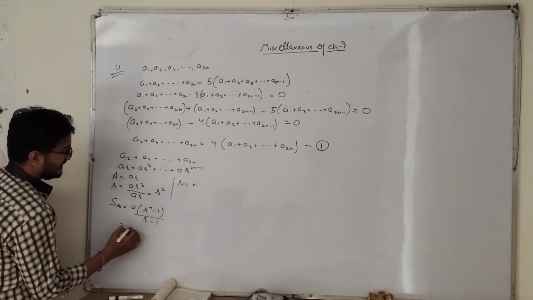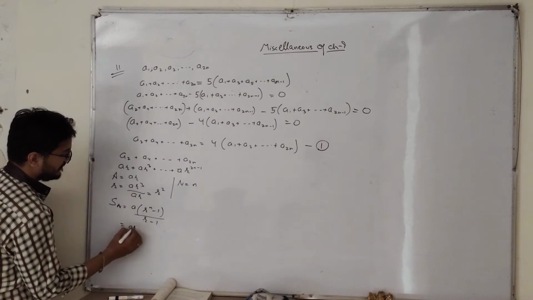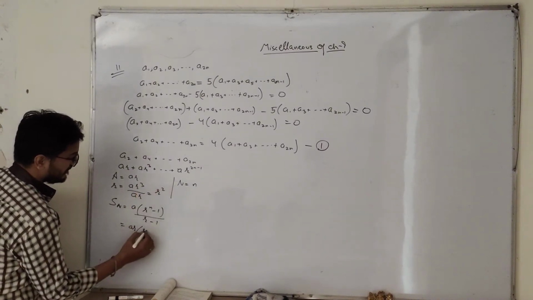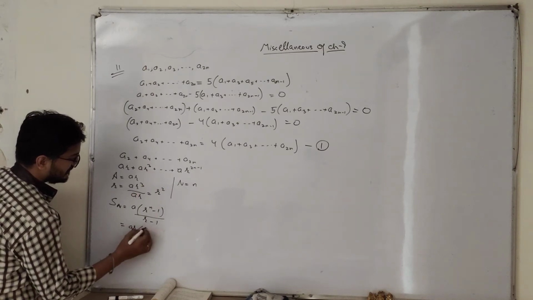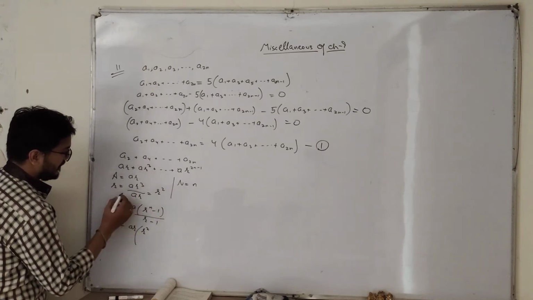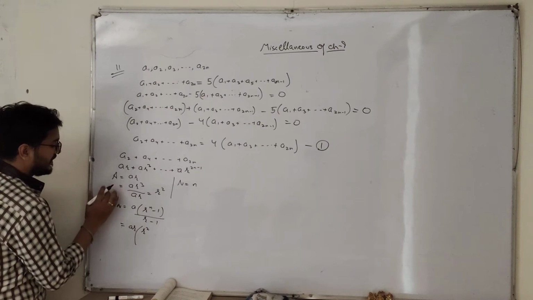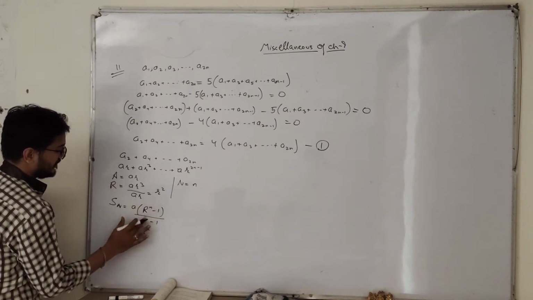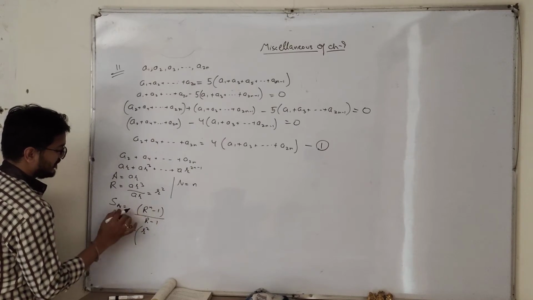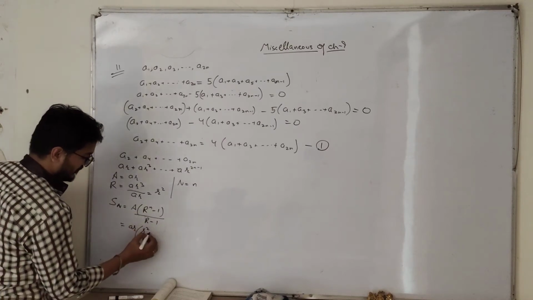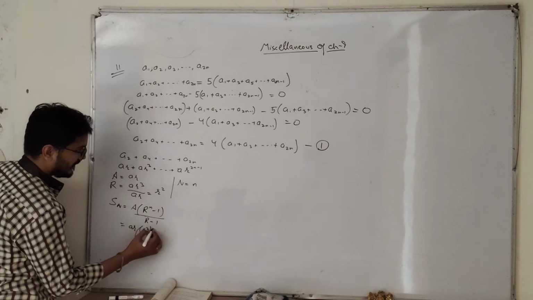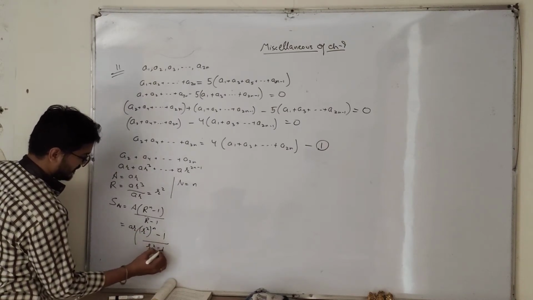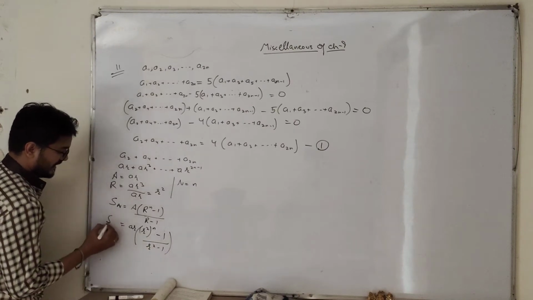So the value of a is AR, and the r value is R square, and let it be capital R, so no confusion will be there. So R square raised to the power n minus 1 upon R square minus 1, right? So this is Sn.